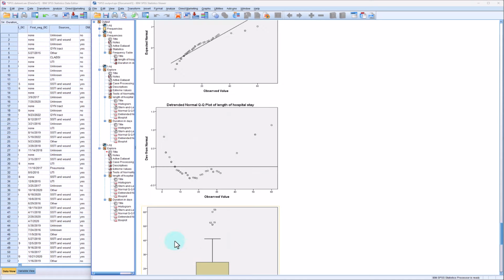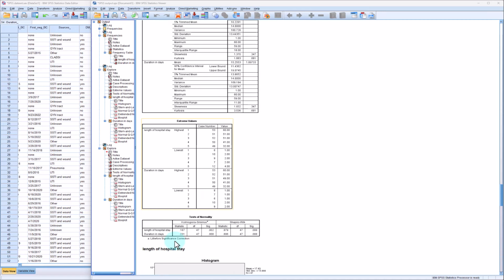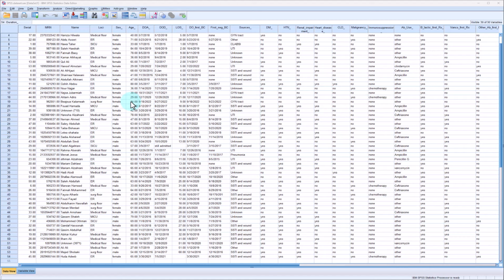So we need to do non-parametric tests for this data set. In general, parametric tests are considered to be more valuable than non-parametric tests. So this is one of the limitations of this study. Another limitation is we only have 54 cases. If we could have more than 100 cases, then it would have been a stronger study.